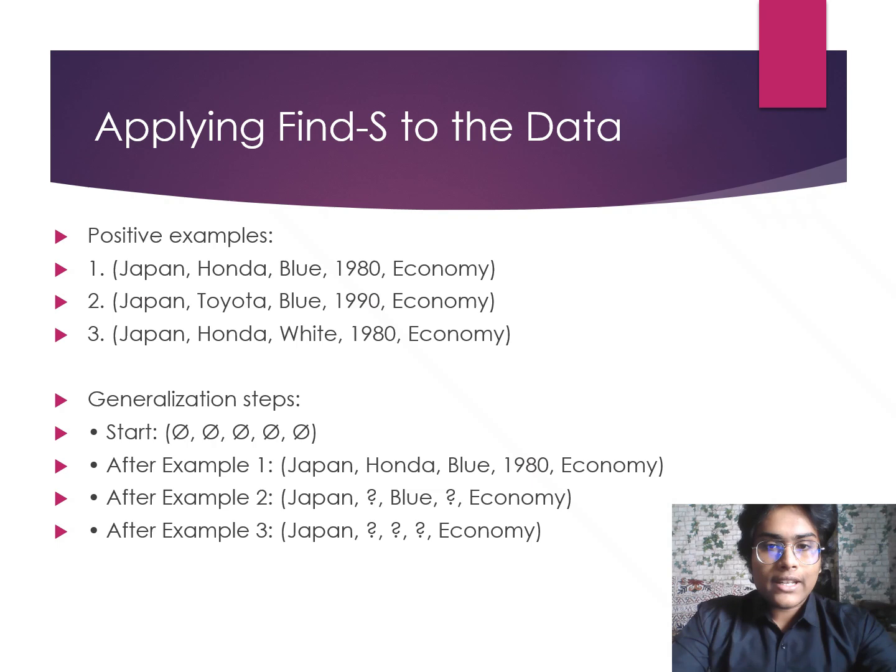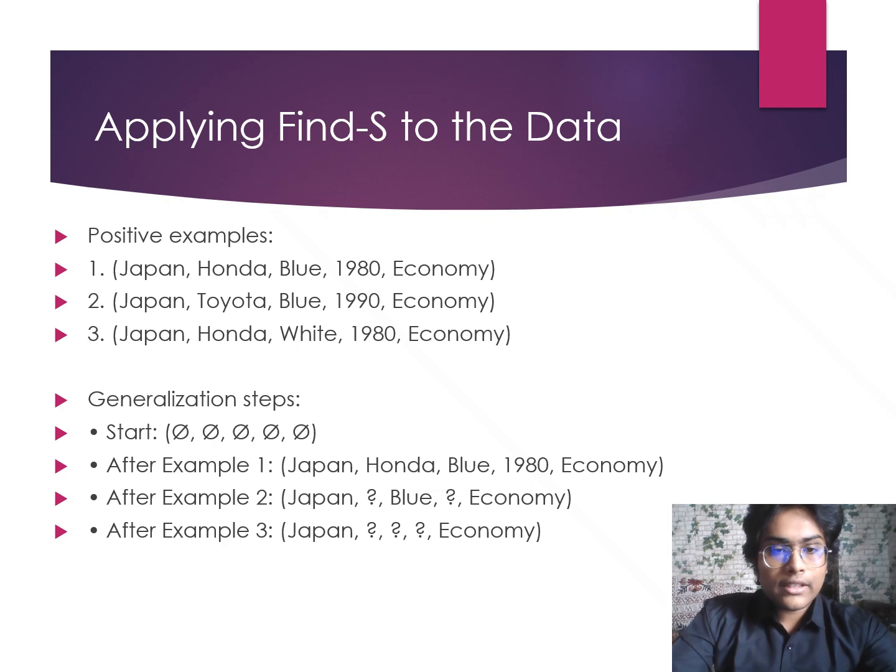Now we are applying the Find-S algorithm on the data. First we have to take all positive examples of the table. So here I have collected all the positive examples. The first is Japan, Honda, blue, 1980, economy. The second is Japan, Toyota, blue, 1990, economy. And the third positive example is Japan, Honda, white, 1980, economy.